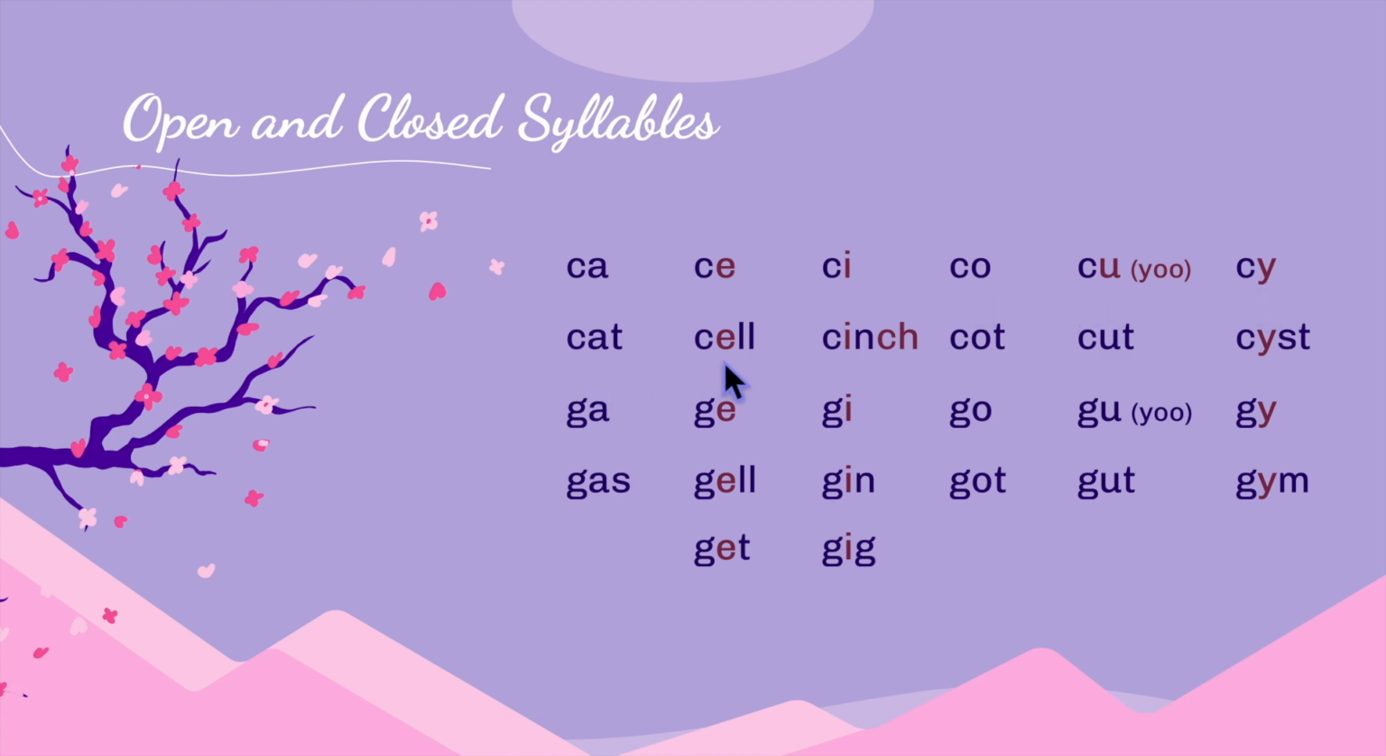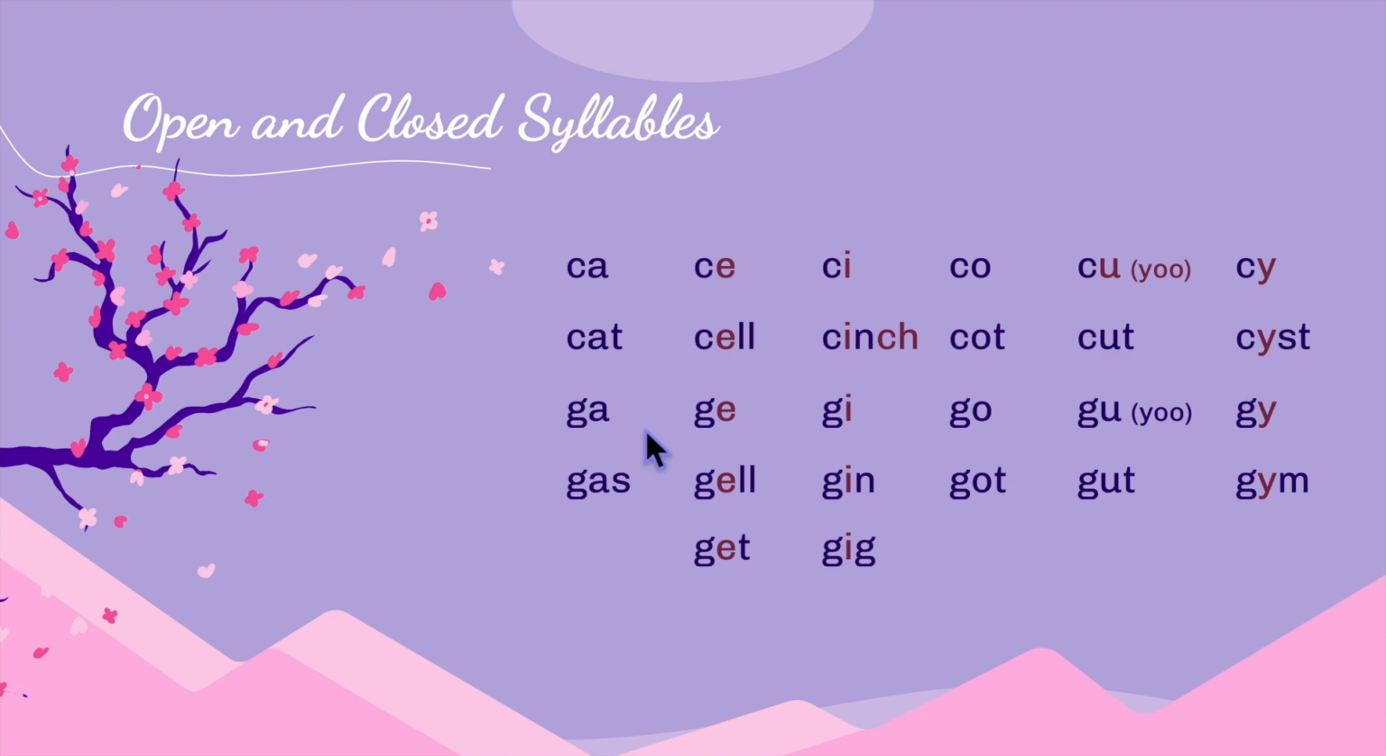In this row, our vowels are all followed by consonants, so we try the short sound. And we remember that CH says ch, and Y in the middle of the syllable will have a short I sound. So we have cat, sell, cinch, cot, cut, cyst.